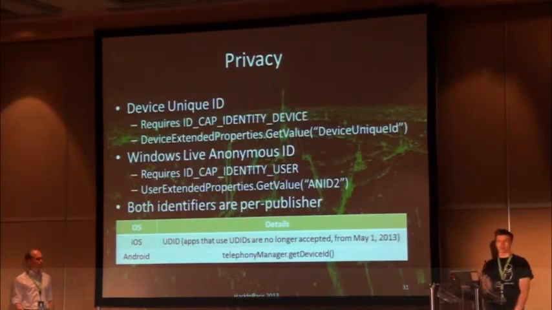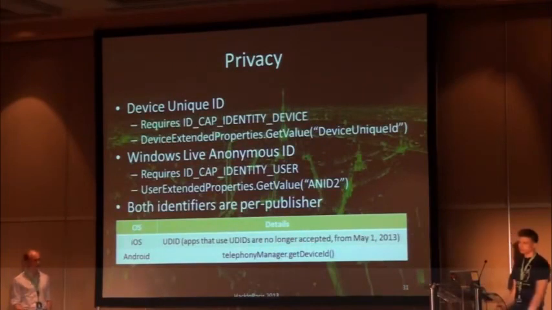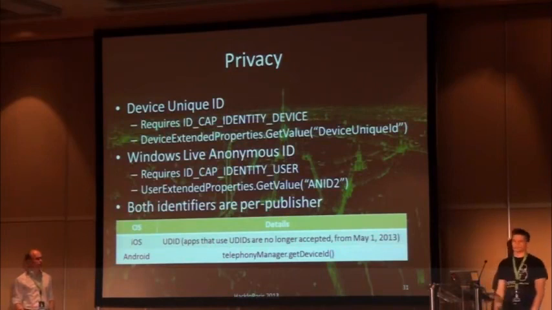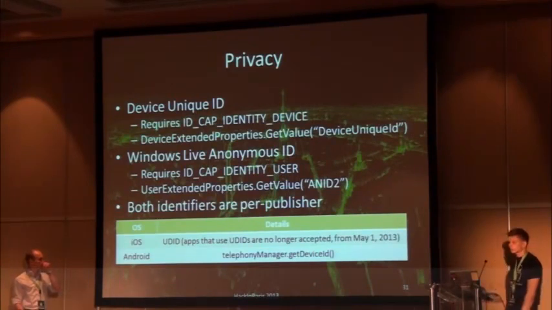A big concern in mobile security is user privacy. A Windows Phone application can get the device ID and Windows Live Anonymous ID. This requires special capabilities. And you need to get these identifiers in Windows Phone 8.